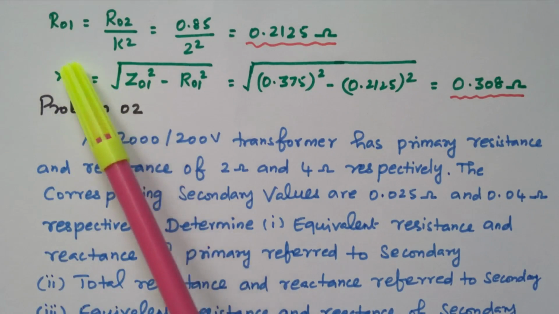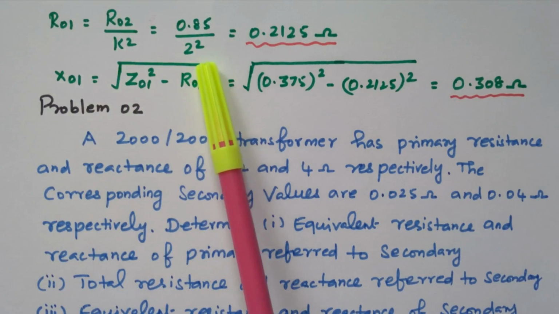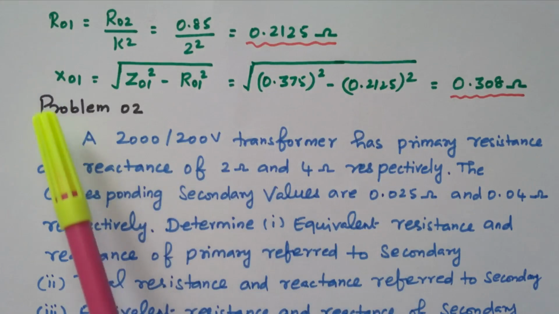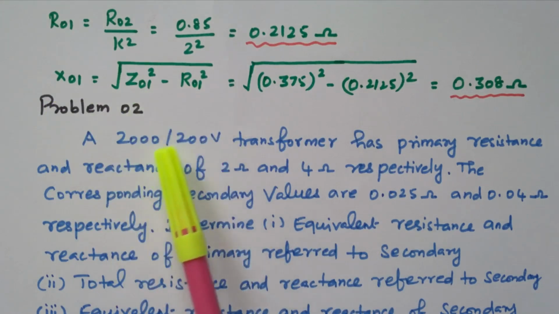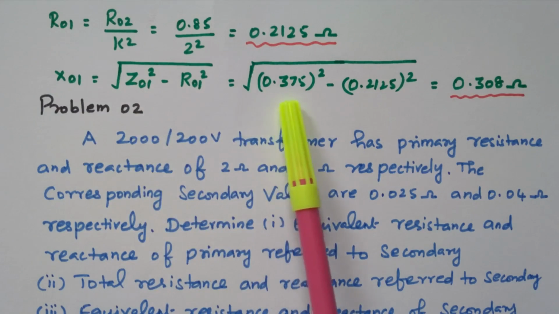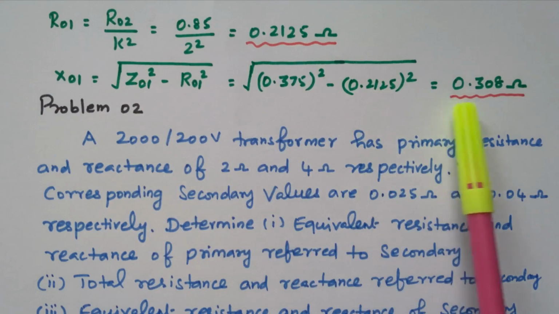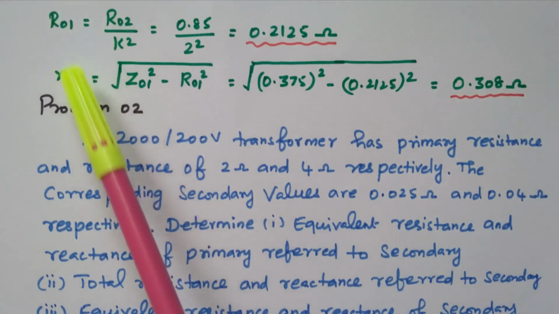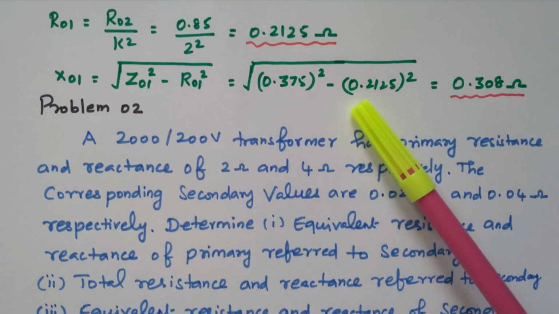So, R01 equals R02 divided by K square. R02 was already calculated as 0.85, divided by 2 square, that is 0.2125. So the R01 is calculated. X01 equals square root of Z01 square minus R01 square. Z01 is calculated as 0.375, and R01 we also calculated as 0.2125. So that is equal to 0.308 ohm. So in the equivalent circuit this R01 and X01 are also calculated. So by using all these values we can draw the equivalent circuit.